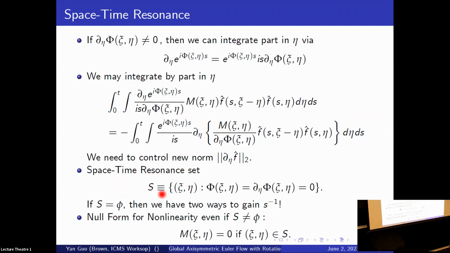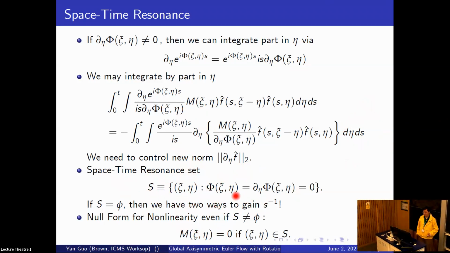But even if this space-time resonance set is non-empty, if along this set, which is a set in the phase space, my multiplier, the nonlinearity, happens to be exactly 0 on the resonance set, I'm still okay, because it is as if nothing happens. As if I can always do these two processes. So this nonlinearity satisfies this form, which is exactly the null form. This was introduced by Klainerman in 1984, I believe.